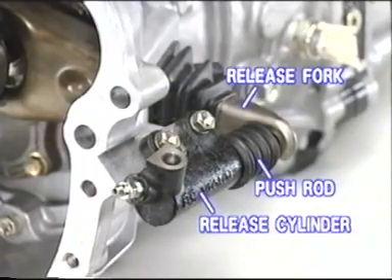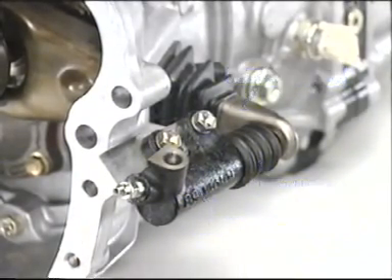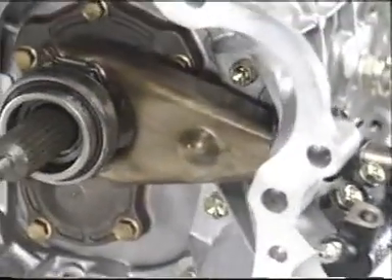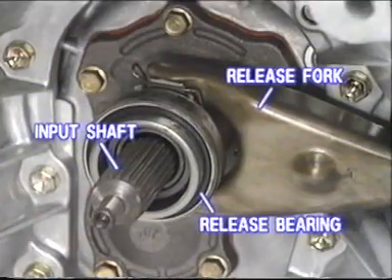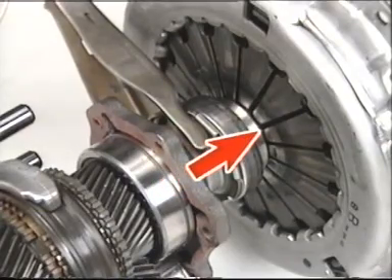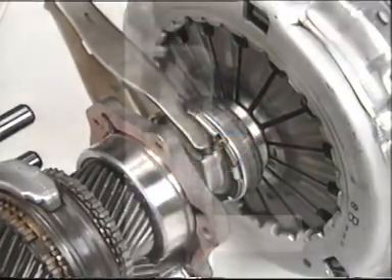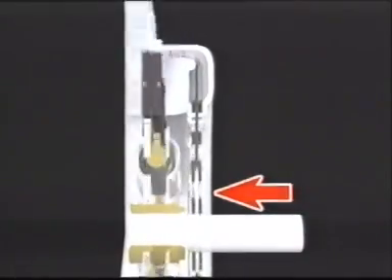Using the hydraulic pressure, the release cylinder piston pushes the clutch release fork through the push rod. And then the release bearing installed on the other end pushes the diaphragm spring in motion. In this way, the clutch disc can be released from the pushing of the pressure plate by the diaphragm spring, and the clutch is disengaged.